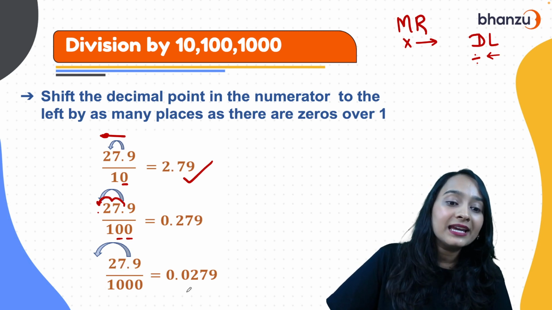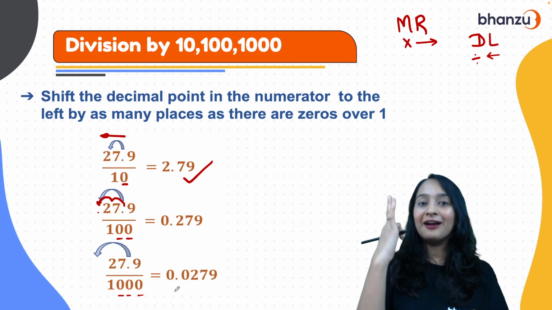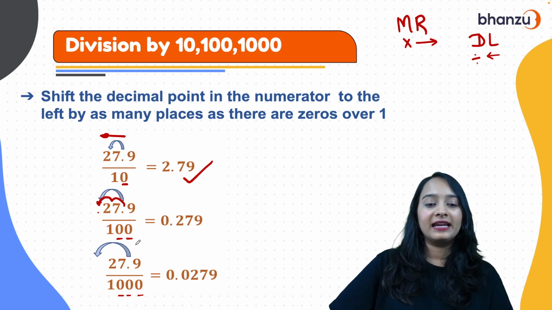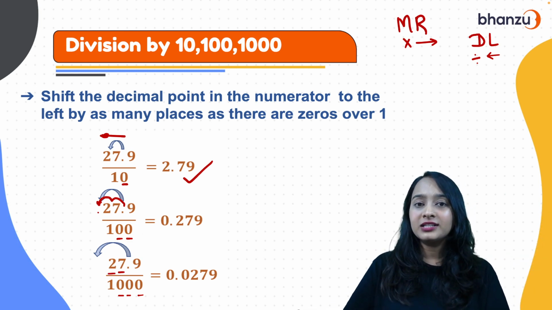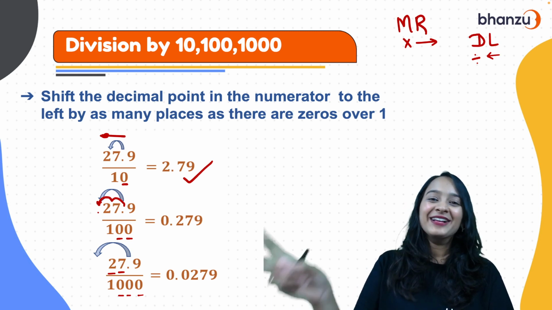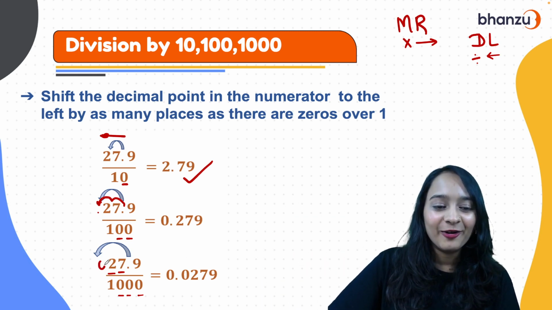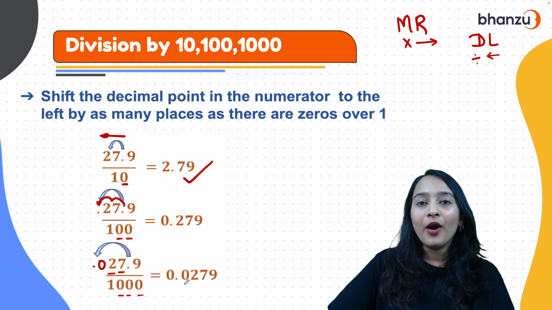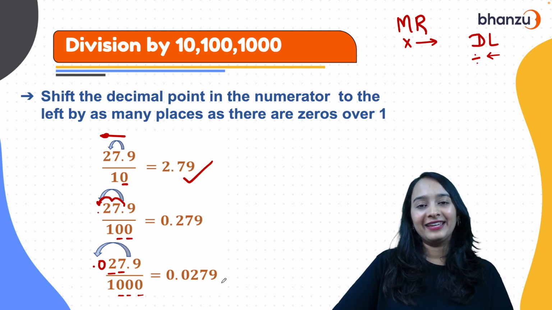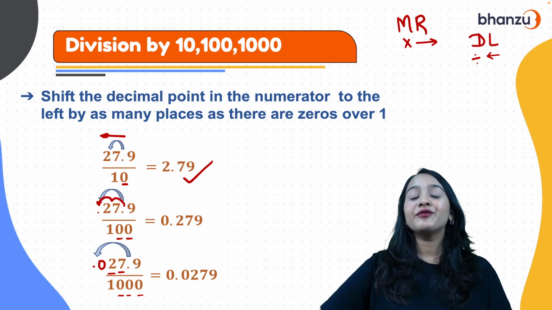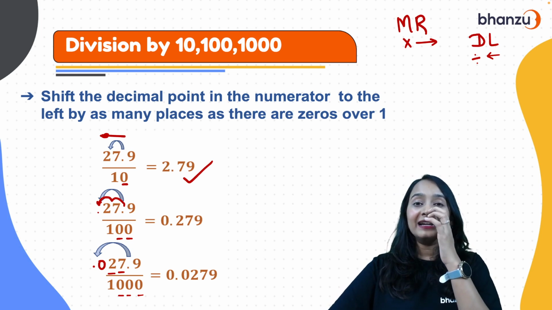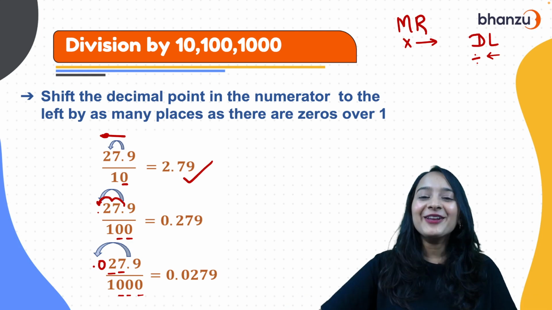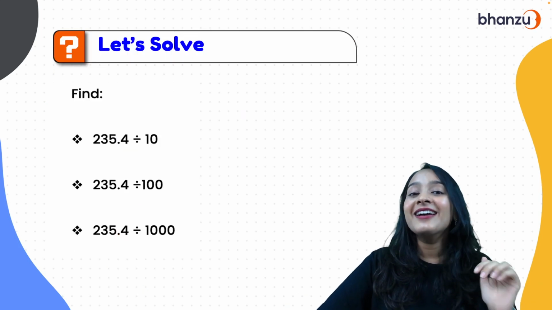Now here you have 27.9 by 1000. How many zeros do we have? We have 3 zeros. So we have to move 3 digits towards the left side. But here we only have 2 digits. So who is going to be our hero? Our 0 is going to be our hero. So we put a 0 and then we place a point. So it's going to become 0.0279. Alright, so please remember, whenever we are dividing a decimal number by the powers of 10, like 10, 100, 1000 and so on, we move the decimal point towards the left side.